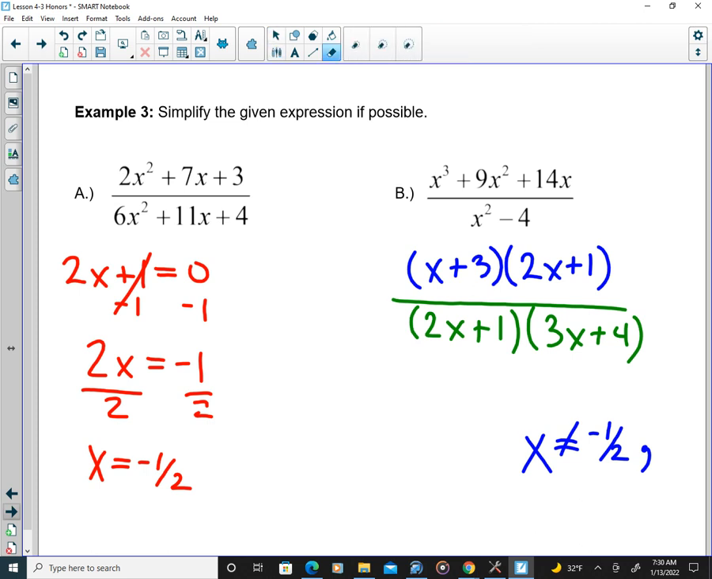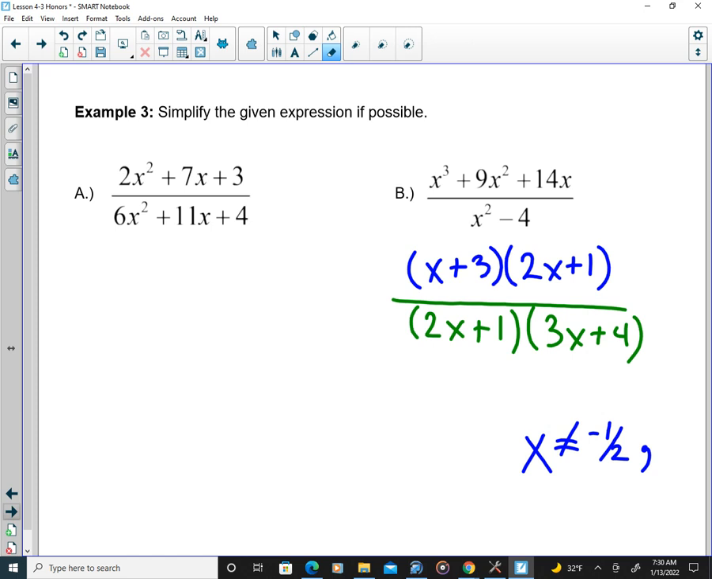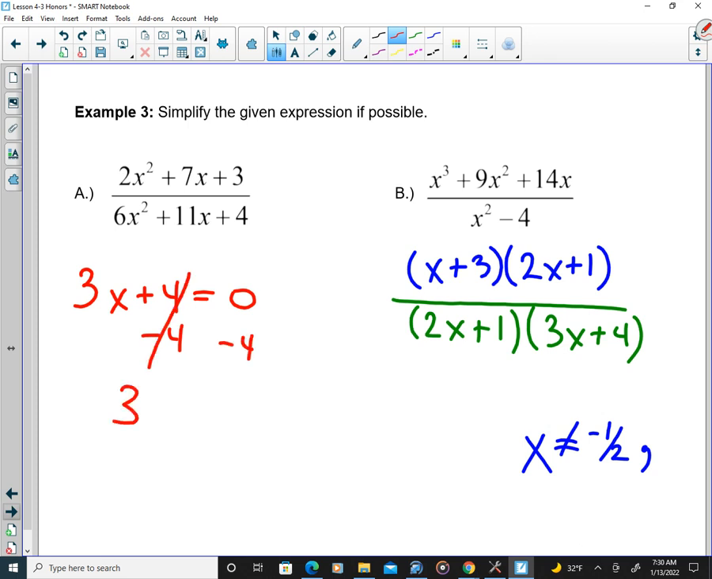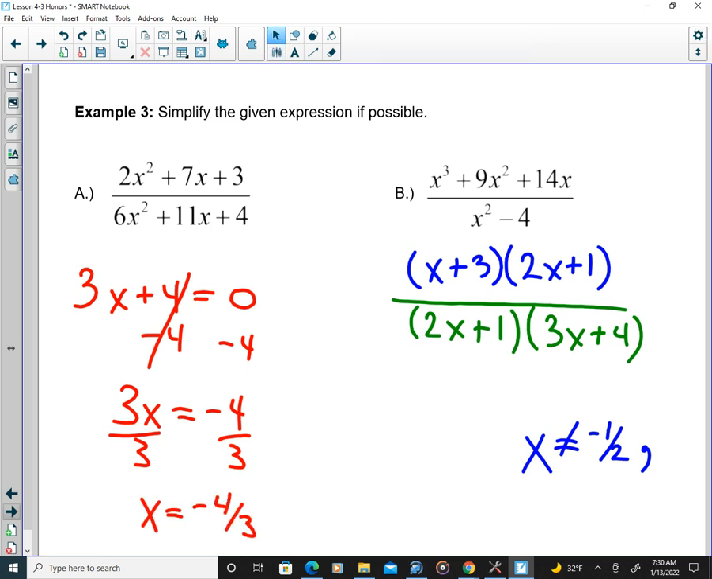Let's find our second restriction. So we're going to take 3x plus 4 and set that equal to 0. Minus 4, minus 4, 3x equals negative 4, divide by 3, x equals negative 4/3. So x cannot equal negative 1/2 or negative 4/3.